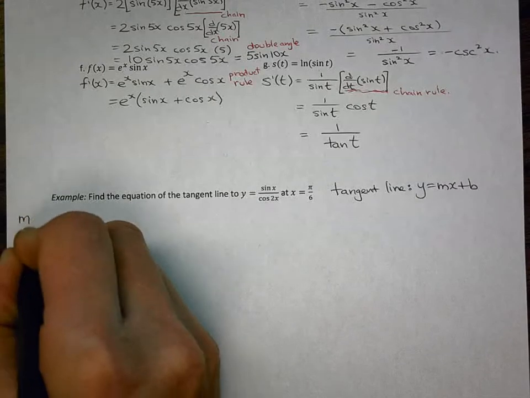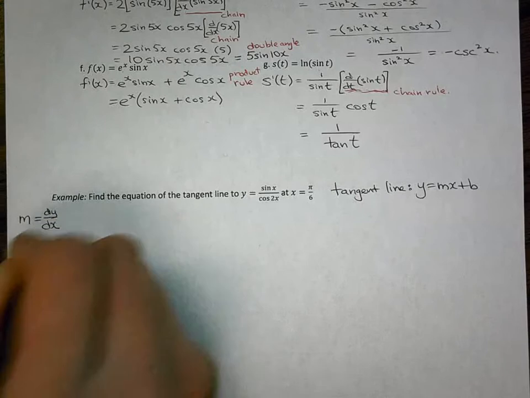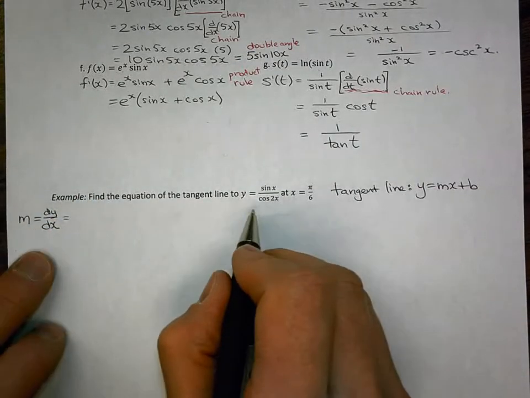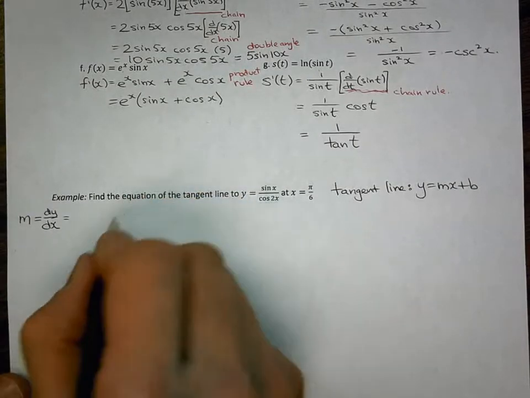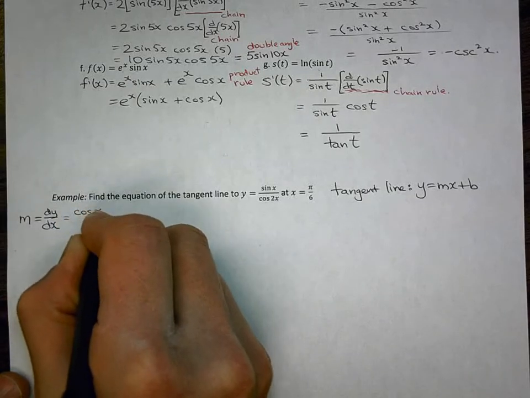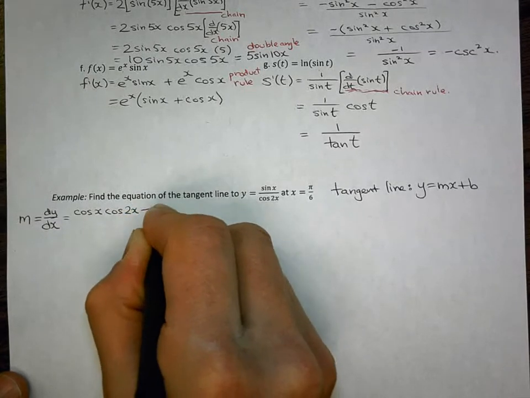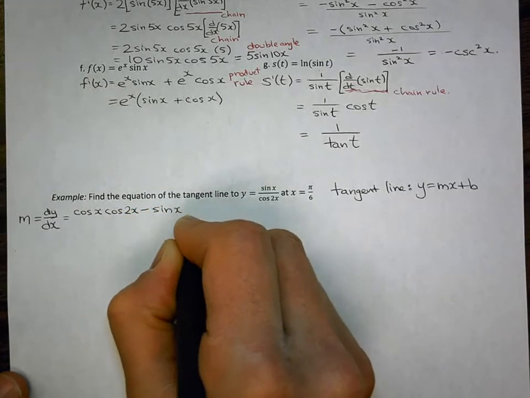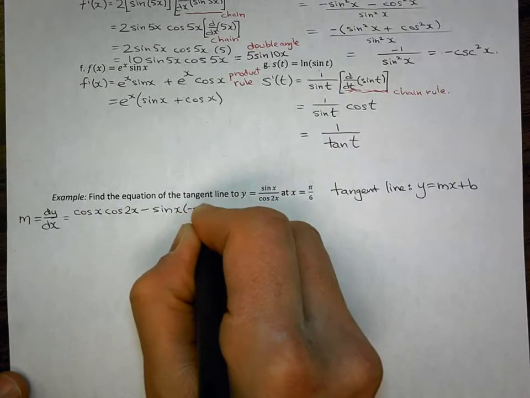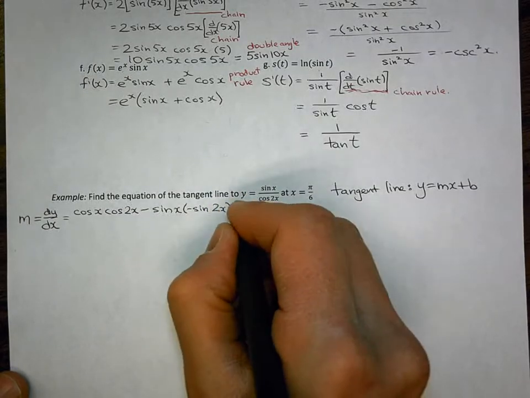So the derivative, or the slope of my tangent line, is equal to my derivative, dy/dx. So let's find the derivative of this function. Okay, so I have the derivative of the top, so I have cos x times the bottom, cos 2x, minus the top times the derivative of the bottom. Well, the derivative of cos of something is negative sine of that something times the derivative of the interior function, which is just 2.